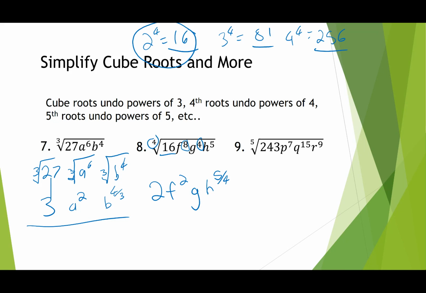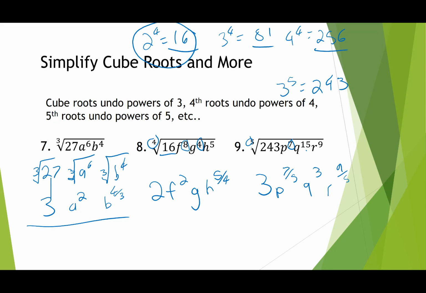But yeah. Now 5th root of 243. Let's see here. I think 3 to the 5th power is 243. So 243 is a perfect 5th root, because 3 to the 5th power is 243. So that means the 5th root of 243 is 3. We have here 7 divided by 5, so that'll be p to the 7/5. Q to the 15 over 5, which would be q to the 3rd. And r to the 9 over 5. So that's the simplified version of that.